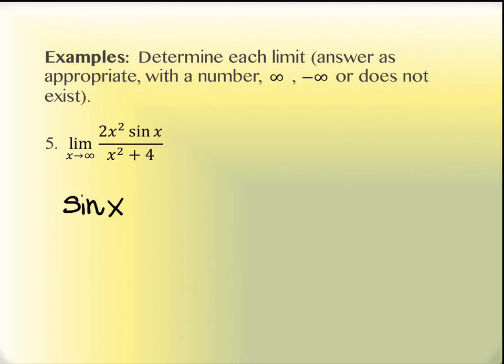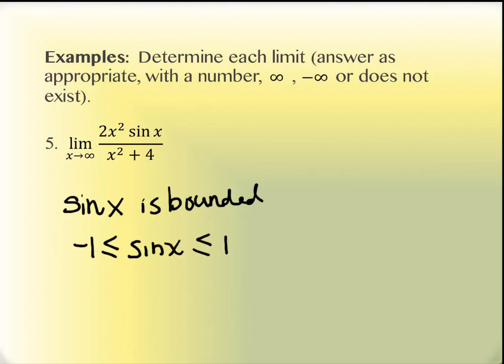Was it from -1 to 1, right? It's trapped. If you remember the graph of sine, it oscillates up and down in a wave pattern, and it's trapped between -1 and 1. We use the phrase bounded. So sine x is bounded. You can also write for yourself that -1 is less than or equal to sine of x is less than or equal to 1.